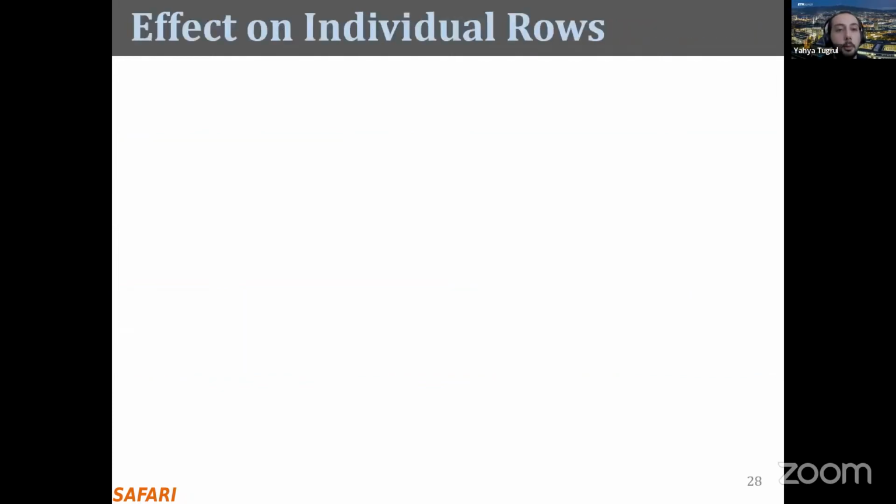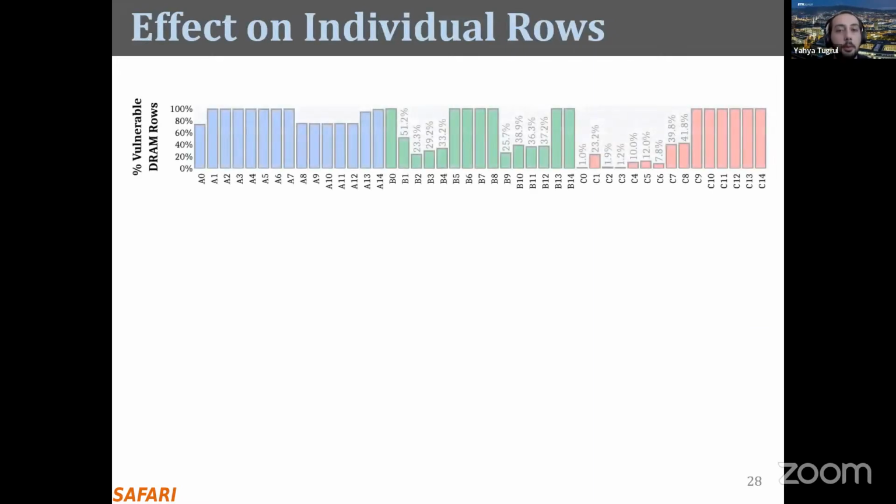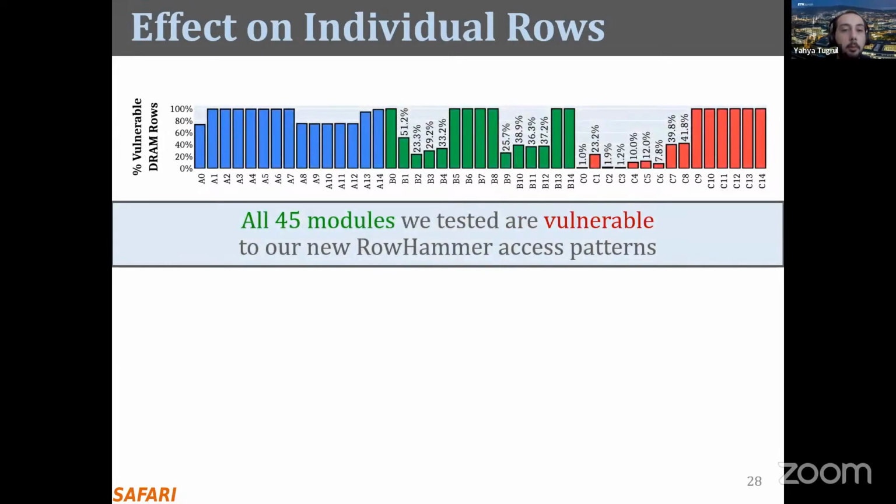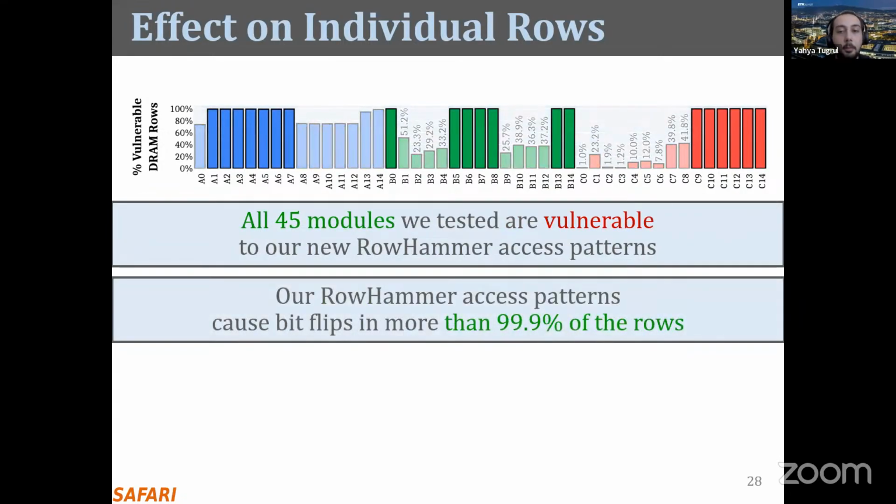Let's look at the effectiveness of our patterns at DRAM row granularity. This plot shows, for each of the 45 modules we test, the fraction of rows that experience at least one RowHammer bit flip compared to all rows in a DRAM bank. First, as we can see, all 45 modules we tested are vulnerable to our new RowHammer access patterns. And in 20 of the modules, our RowHammer access patterns cause bit flips in almost all of the rows.